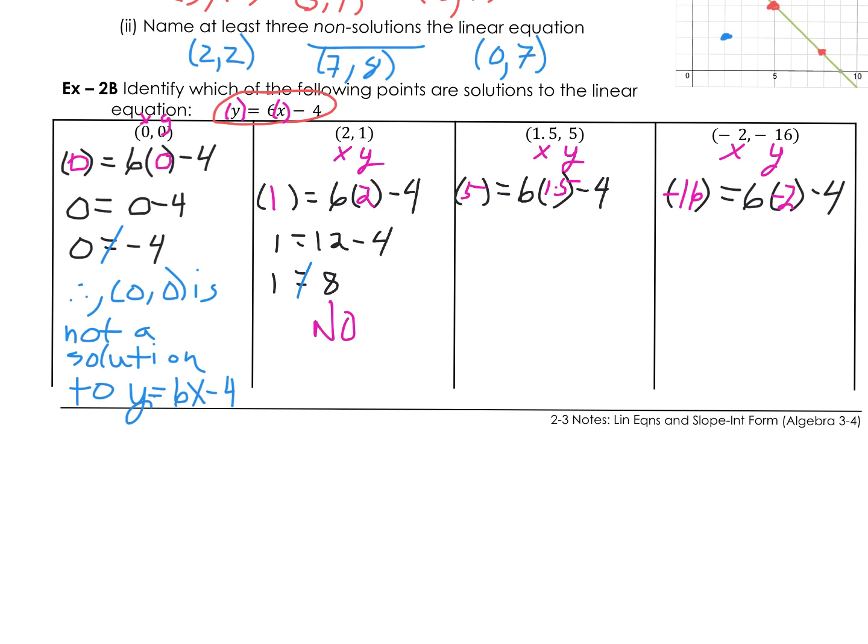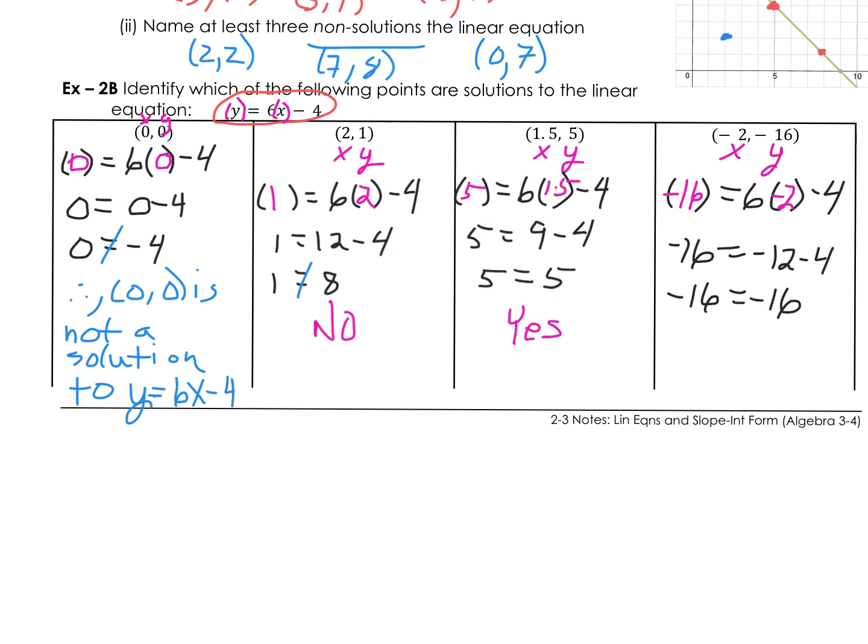And then on the third one, I have 5 is equal to 6 times 1.5 is 9 minus the 4. 5 is exactly equal to 5, so that is true. So then yes, 1.5, 5 is a solution. And then finally we have negative 16 is equal to negative 12 minus 4. And that is negative 16 equals negative 16. So yes, negative 2, negative 16 is a solution.